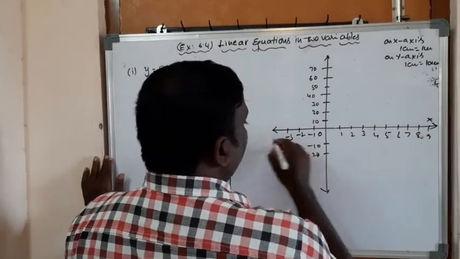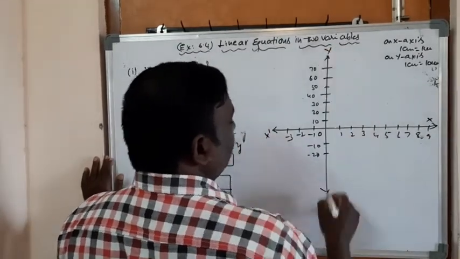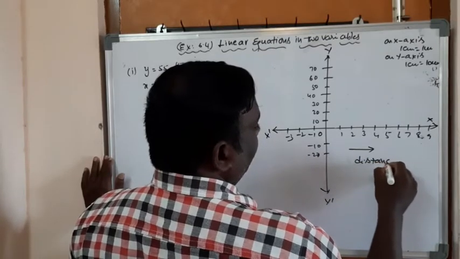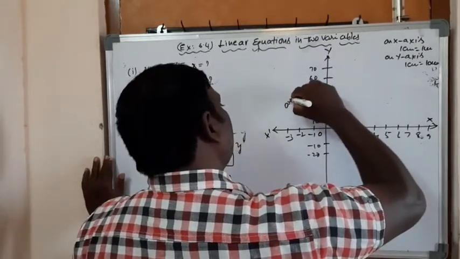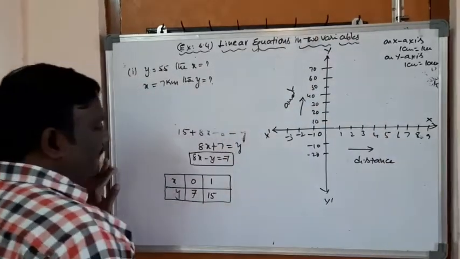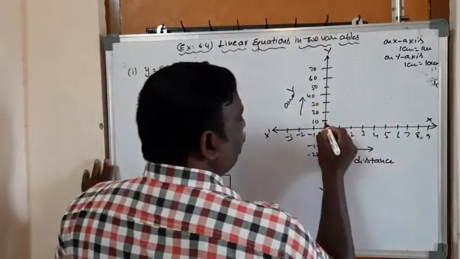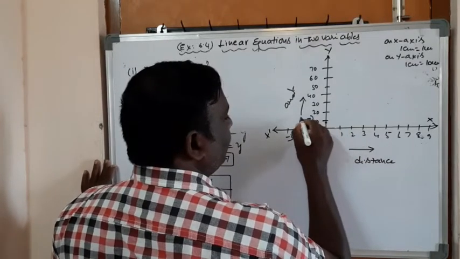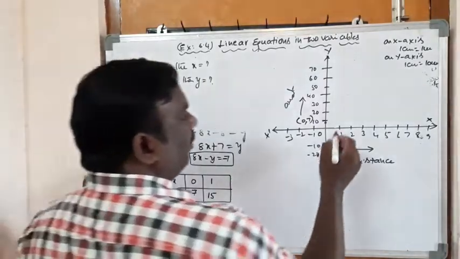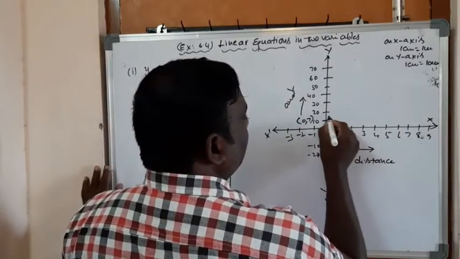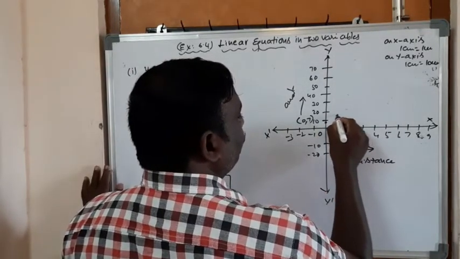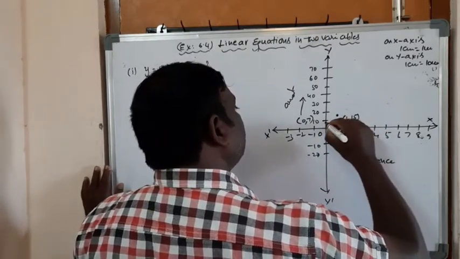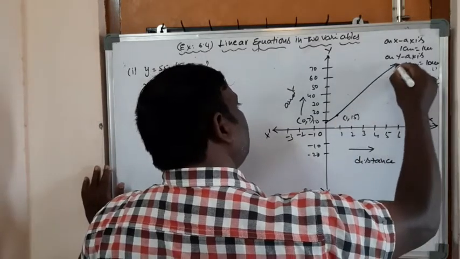And don't forget about writing x dash and y dash. On the x axis what you are taking, distance. On the y axis what you are taking, amount. Okay, so 0,7 means approximately here it will come. This is 0,7. Plot the points. 1,15 means this is 10, and between, in the middle here it will come. 1,15. Join these two points along with the scale.